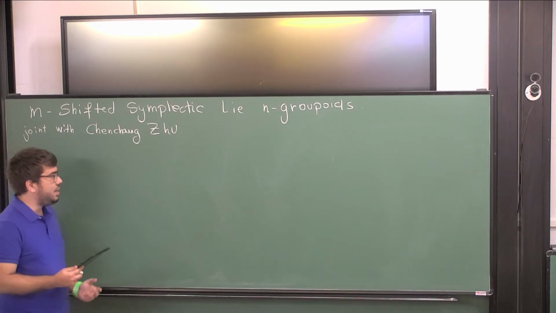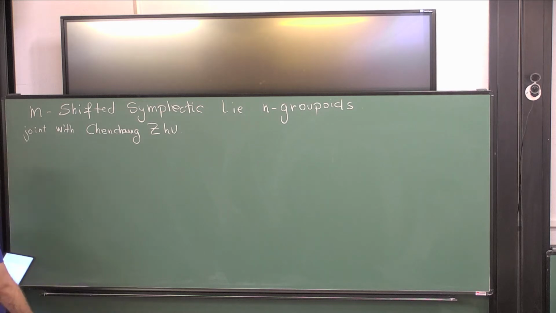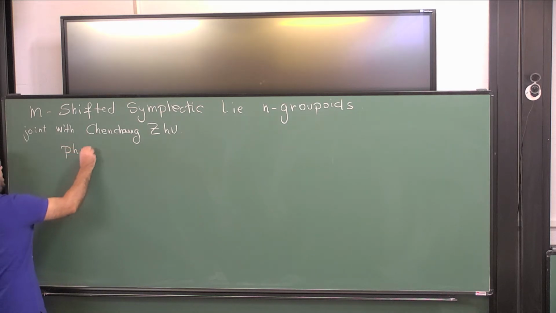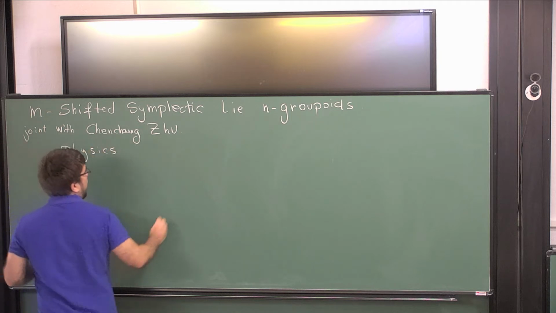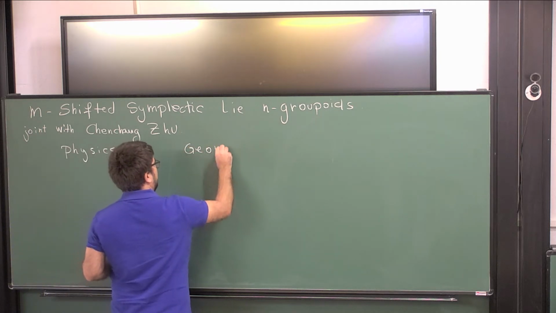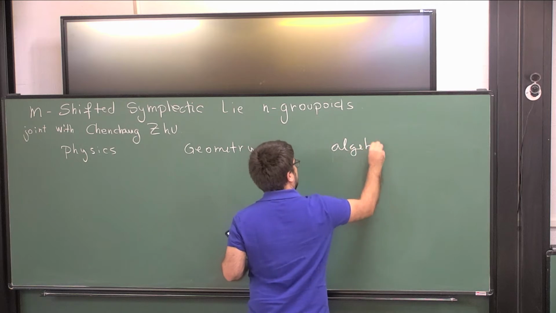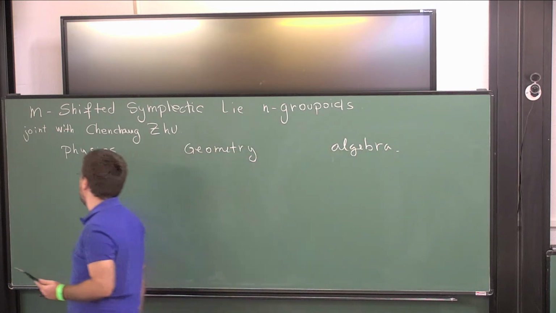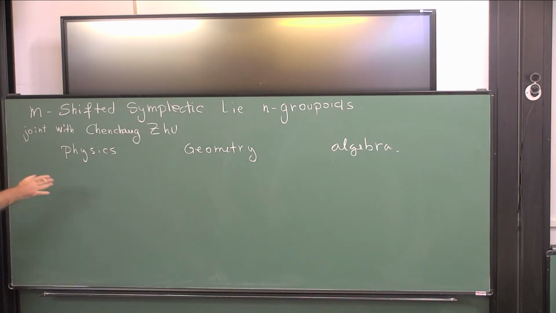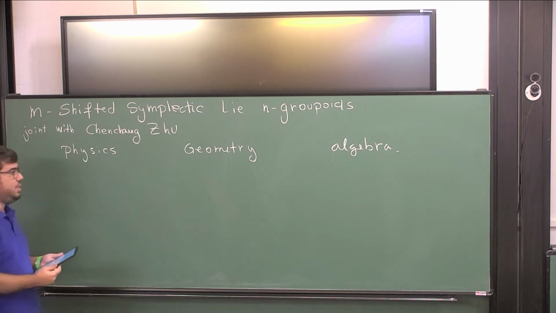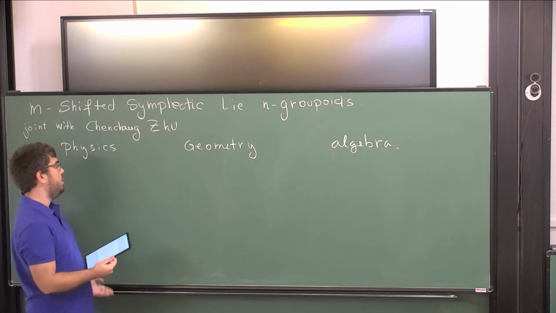So let me first make a motivation, that there are three worlds: one is physics, the other is geometry, and the other is algebra. And these three worlds basically encompass three different aspects of the theory that are basically the same.